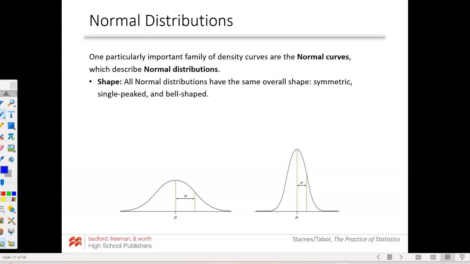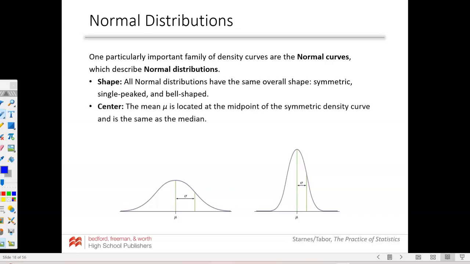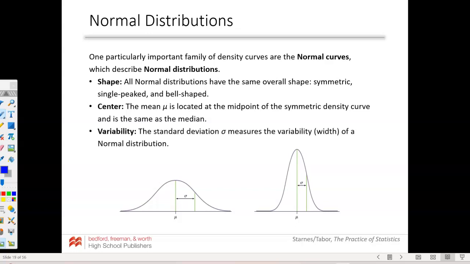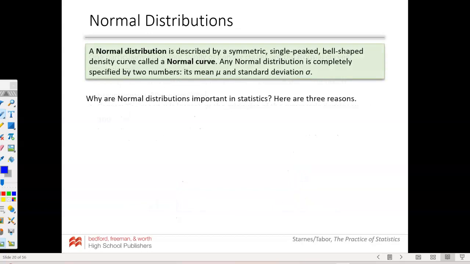So what's true about all normal distributions? The shape is symmetric, single-peaked, and bell-shaped. The center is the mean. It's also at the midpoint. So the mean and median are about the same for a perfect density curve. And for variability measures, again, we're talking about deviation from the mean. So that standard deviation, that sigma, is the width of one deviation there.